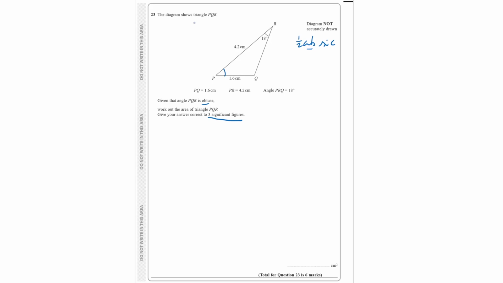Notice how all the angles inside the triangle add up to 180. If we find angle Q and subtract it and angle R, which is 18, from 180, we can find angle P. So let's do that instead.